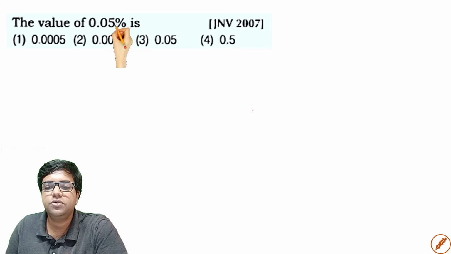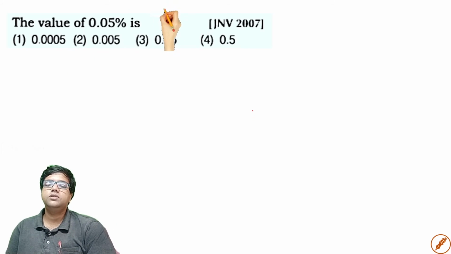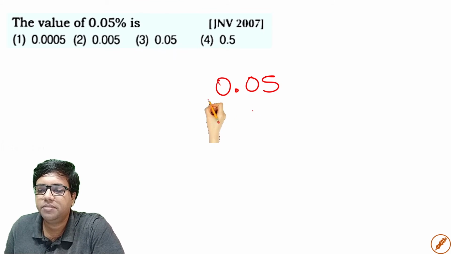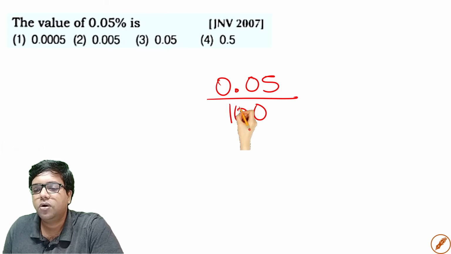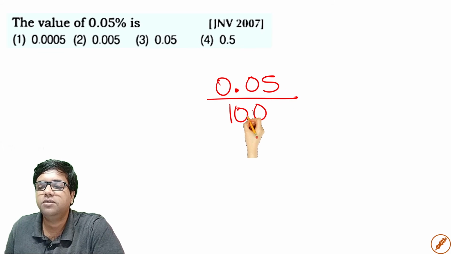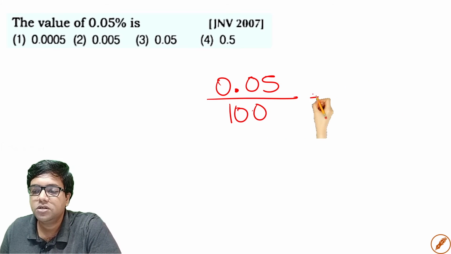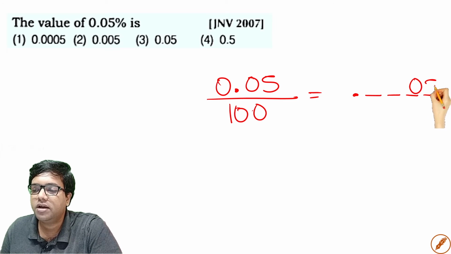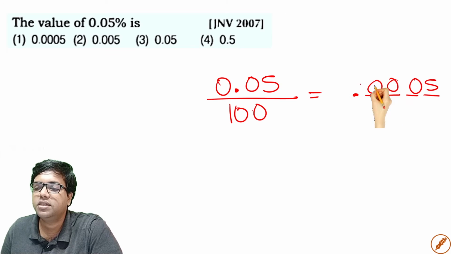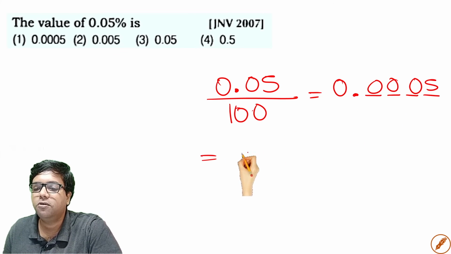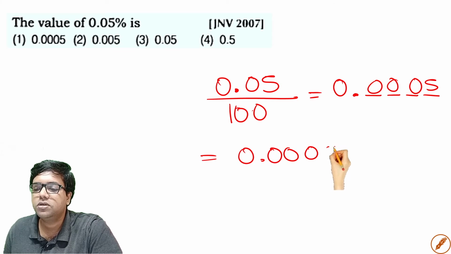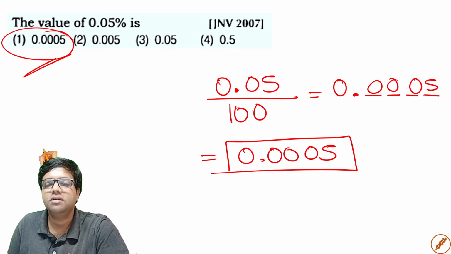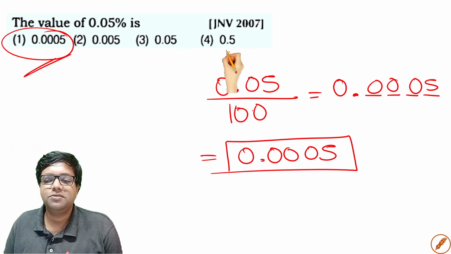The value of 0.05% is asked here. Percent means you need to divide it by 100. Already 2 digits are there after the decimal, and you are again dividing by 2 more zeros. So there will be 4 digits after the decimal point. So 5 will come at the end. Put zeros in the empty spaces and one more 0. Therefore 0.0005 is the right answer for this question, which is available in option 1. Option 1 is the right answer.